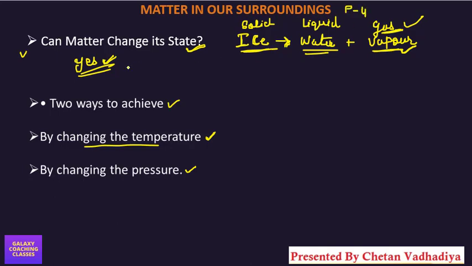So in part 3 we had studied two ways to change the state of matter. In that we had learned by increasing the temperature. Now we are going to study that by decreasing the temperature also we can change the state of matter, and by changing the pressure also we can change the state of matter.